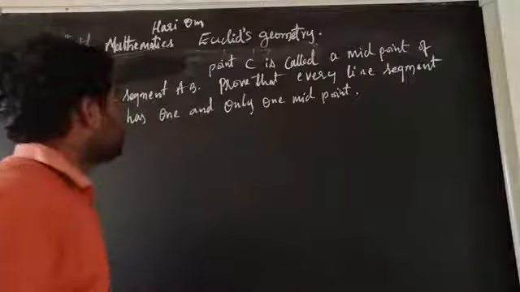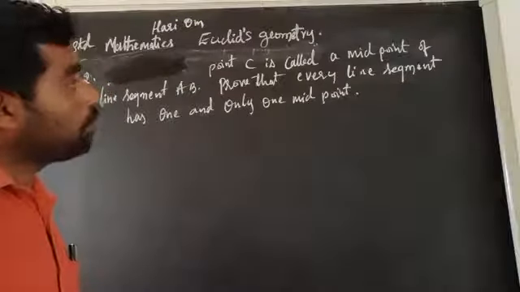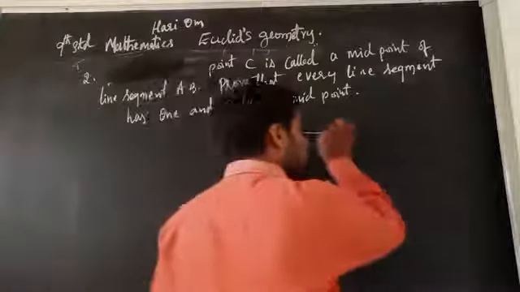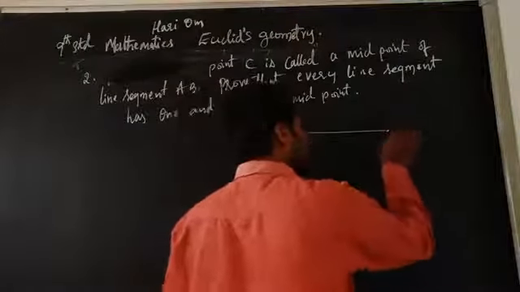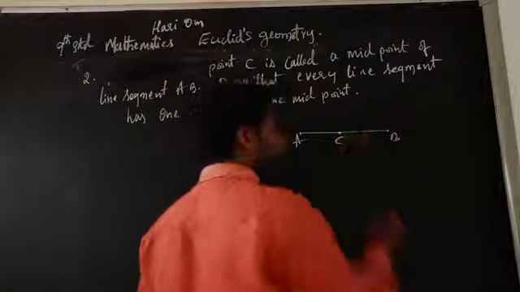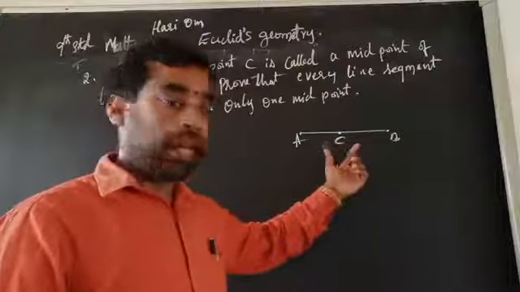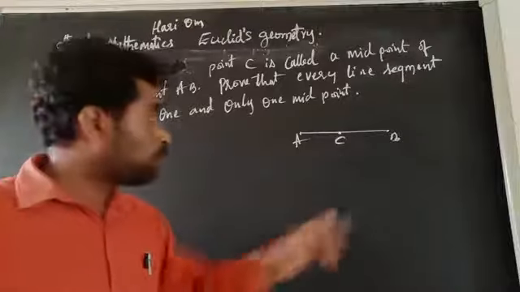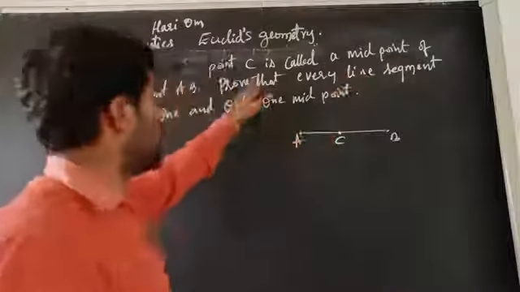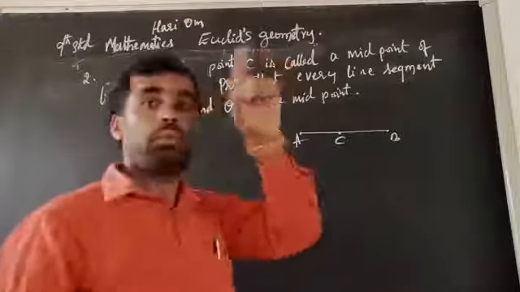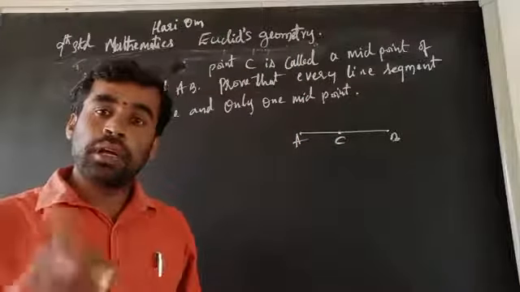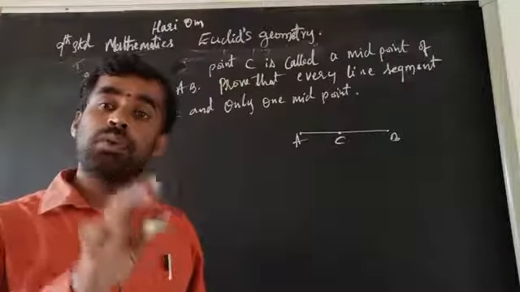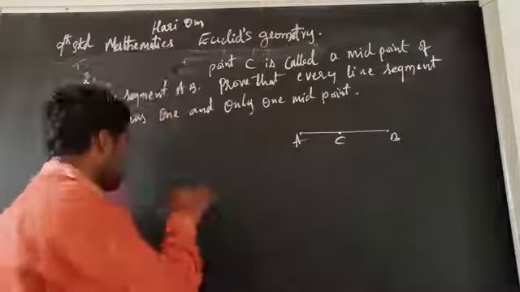Dear students, come to the second question. Point C is called a midpoint of the line segment AB. Here they are given a line segment AB. On that, C is a midpoint. Then AC is equal to CB. Is it clear? Because it is a midpoint, AC is equal to CB. But here they have given: prove that every line segment has only one midpoint. We need to prove that a line segment has only one midpoint. A line segment doesn't have two midpoints. Now, come to the answer.